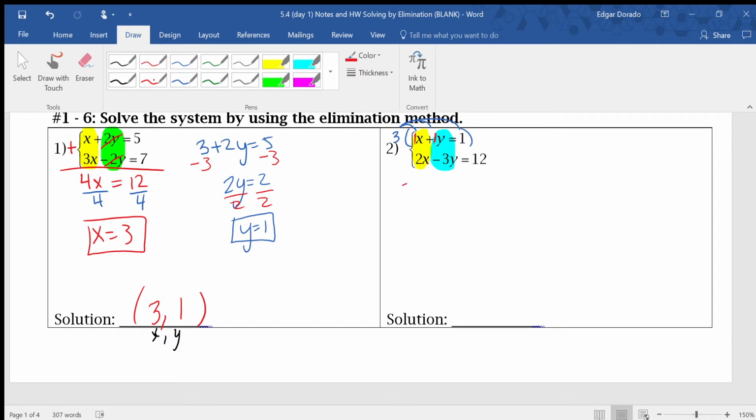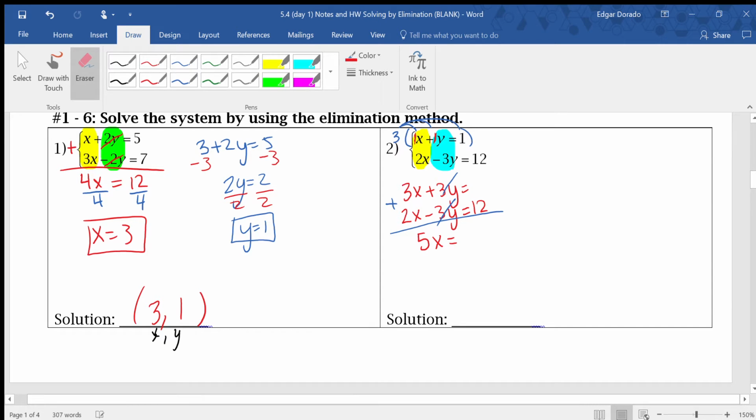So what do I get? I get 3x plus 3y equals 1. And then in the bottom one, I didn't change it. I didn't multiply it by anything, so I'm just going to rewrite it. Now look at what happens when I add. Now my y's are going to cancel each other out, and I'm going to have 3x plus 2x, that's a 5x. And then I'm going to have, whoops, I multiplied wrong.